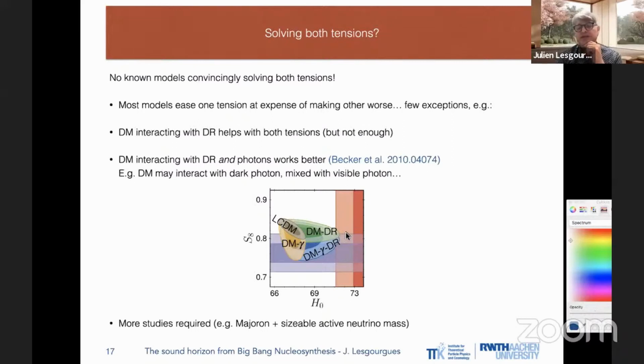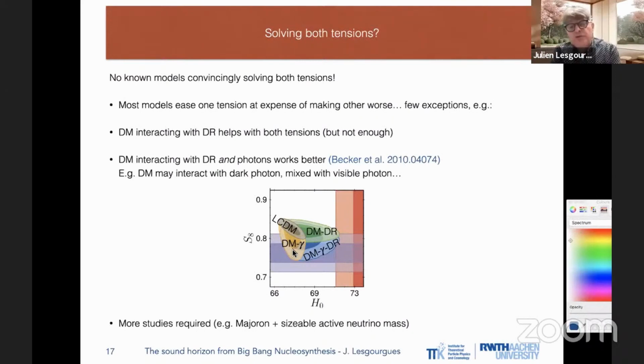I didn't list this into the list of models that are a convincing solution to the Hubble tension because this doesn't go high enough on the right. But if you would try to see which model solves globally the two tensions, then probably this model would still be one of the best. And you could make it even better if you assume that your dark matter interacts with dark radiation and ordinary photons at the same time. Because interaction between dark matter and photons is one way to very efficiently decrease S8.